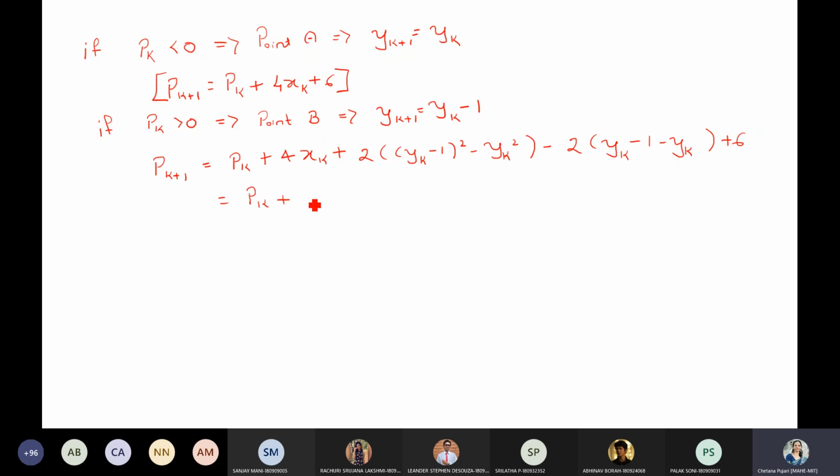Then just simplify it, plus just take 2 here. Just make use of the a square plus b square minus 2ab equation. You will get yk square plus 1 minus 2yk minus yk square. And here yk will get cancelled, it will be minus 1. So minus 1 minus 2, that will be plus 2 plus 6.